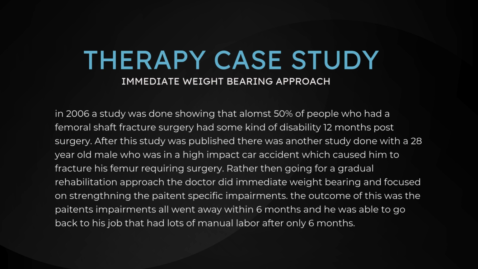requiring surgery. Rather than going for a gradual rehabilitation approach, the doctor did immediate weight bearing and focused on strengthening the patient's specific impairments. The outcome of this was that the patient's impairments all went away within 6 months, and he was able to go back to his job that had lots of manual labor after only 6 months.